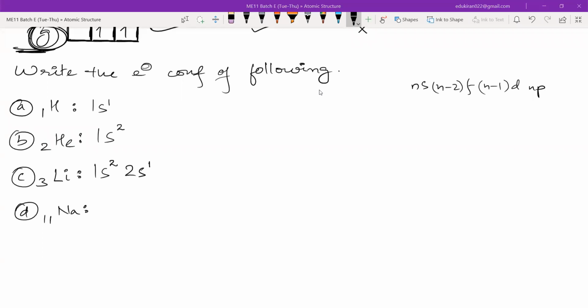1s. Okay, we will start with 1s. That will have 2 electrons. After 1s comes 2s. That will have only 2 electrons. Then after that, it comes 2p. That will hold 6 electrons. After that will come 3s. It will hold 1 electron because 11 is done. So this has filled 10 electrons here. We have to just fill 1 electron.